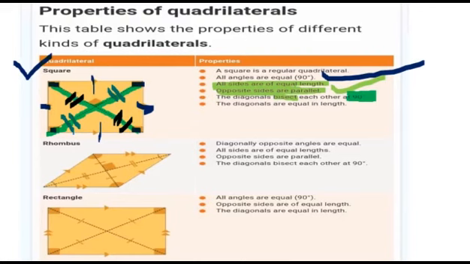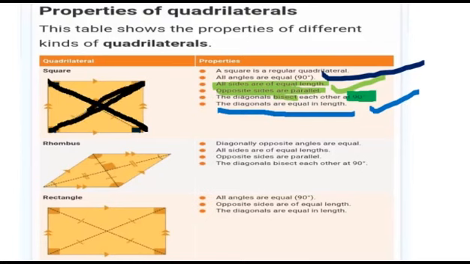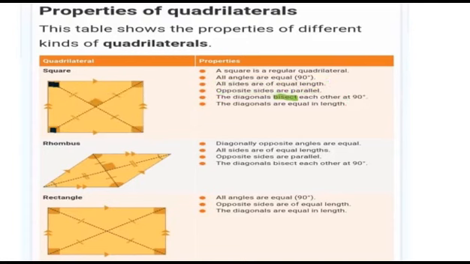Next property is the diagonals are equal in length. Also a unique property of a square, that its diagonals are equal in length. That means they have the same length. So that means the distance from here to here, that is this length, is exactly equal to the distance from here to here, equal to this length. So the length of the diagonals is equal. This can be also stated as diagonals are equal in length. These are the properties of a square.